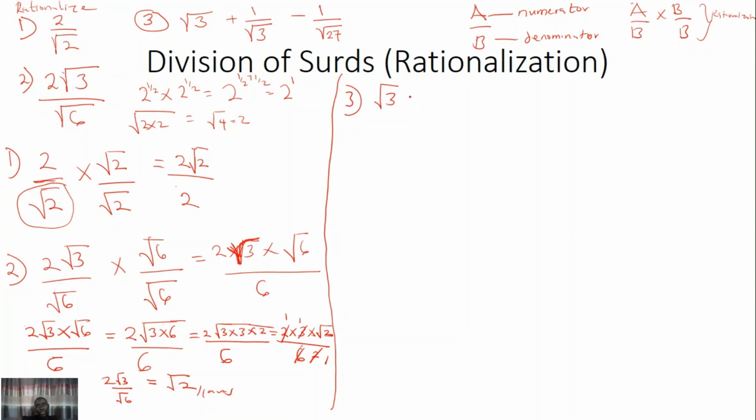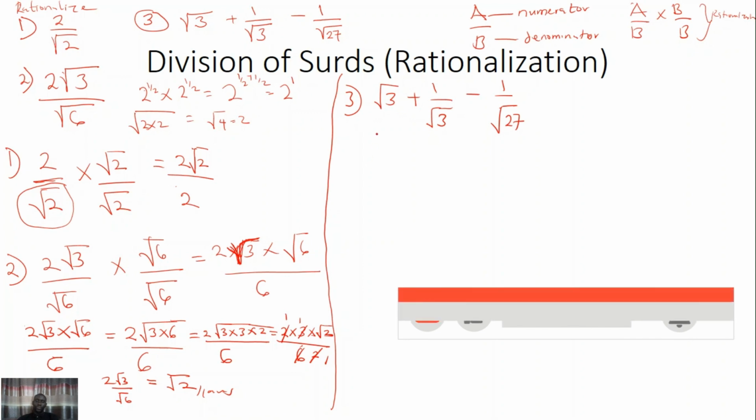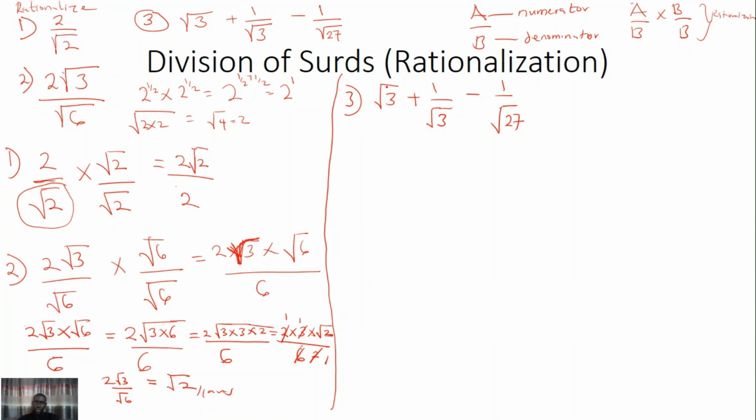Root 3 plus 1 over root 3 minus 1 all over root 27. Okay? If you want to rationalize this, you multiply the numerator and the denominator by the denominator. Now, let's do it for this expression. What is the denominator of root 3 in this expression? Of course, we know it's all over 1. So the denominator is 1.